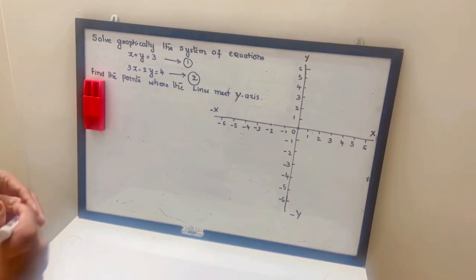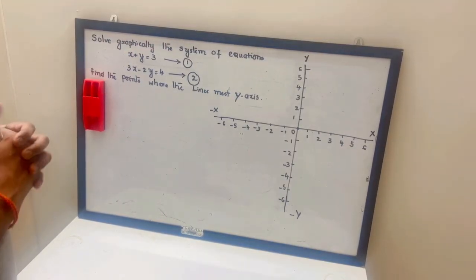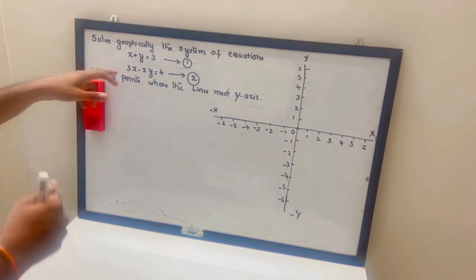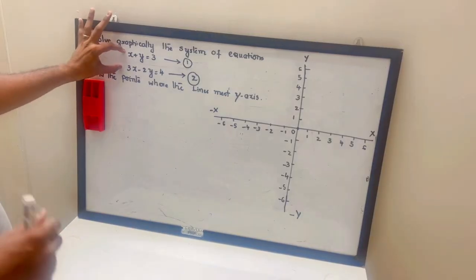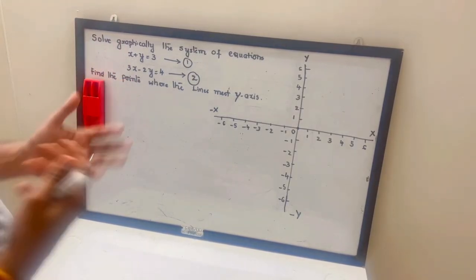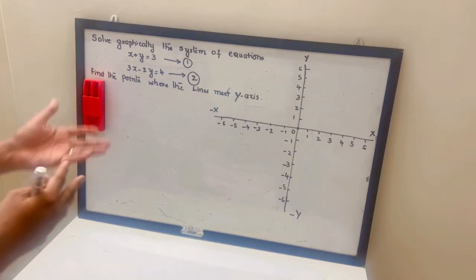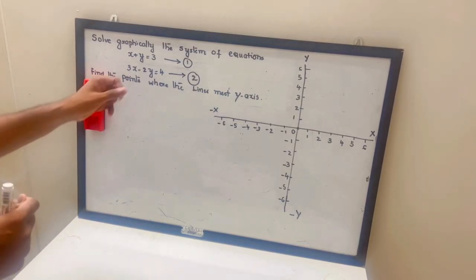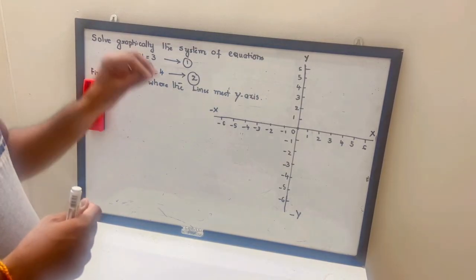Let us see this problem now. Solve graphically the system of equations x plus y equal to 3 and 3x minus 2y equal to 4. Two equations are given to you. They are asking you to solve it graphically instead of doing these simultaneous equations. And also they are asking to find out the points where the lines meet the y-axis.